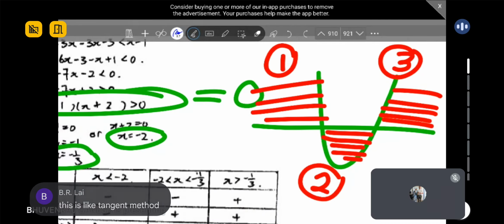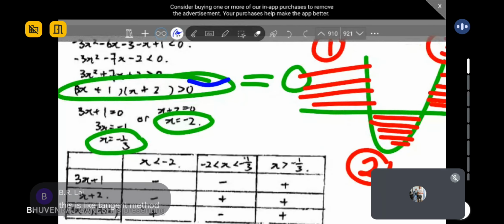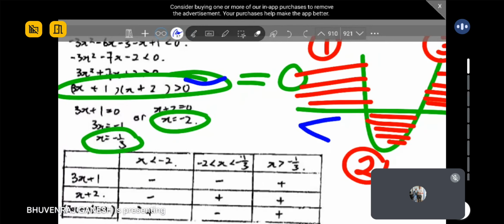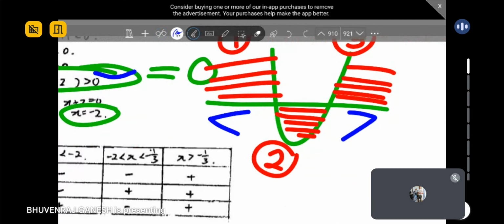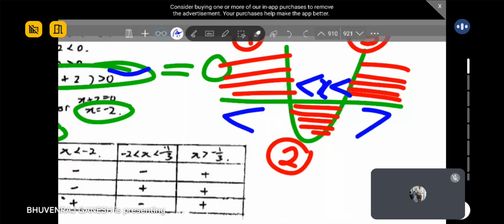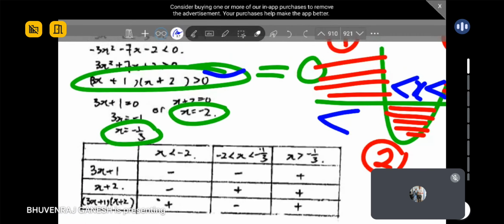Okay, so you got only 3 possible answers. So that's why your symbol is like this, guys. This one is less than. This one is greater than. This one is less x. So your symbol is something like this. So kamu akan dapat macam ni lah.